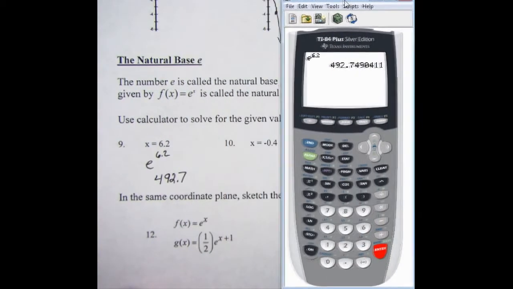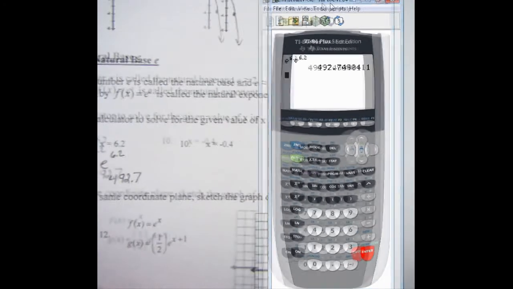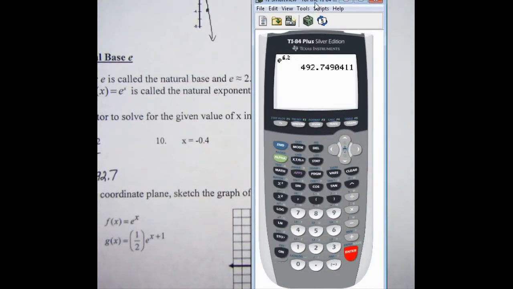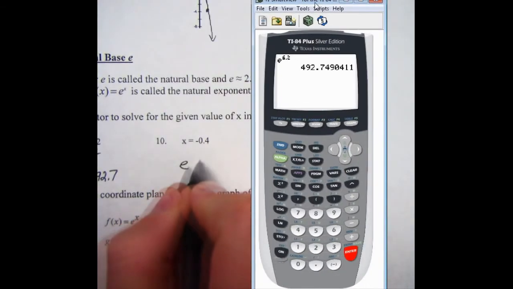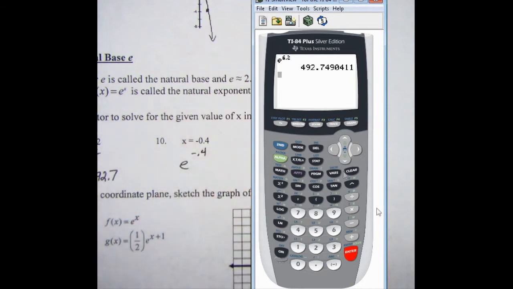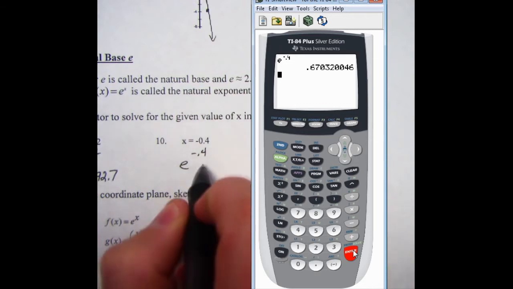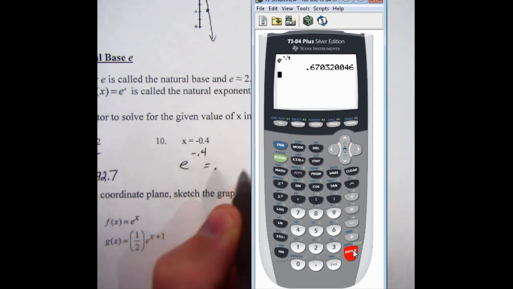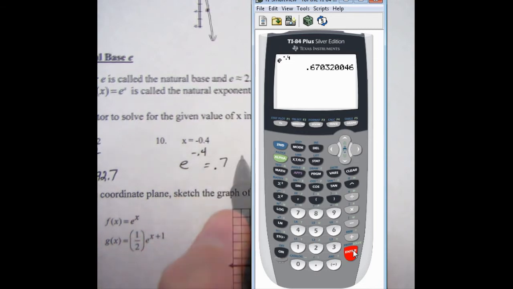Okay, let's get the calculator over, and now let's do the next one. So it'd be e to the negative 0.4. So clear this one out. E to the negative 0.4. Just a simple matter of typing in a few buttons. And we get, again, rounding to the nearest tenth, 0.7.